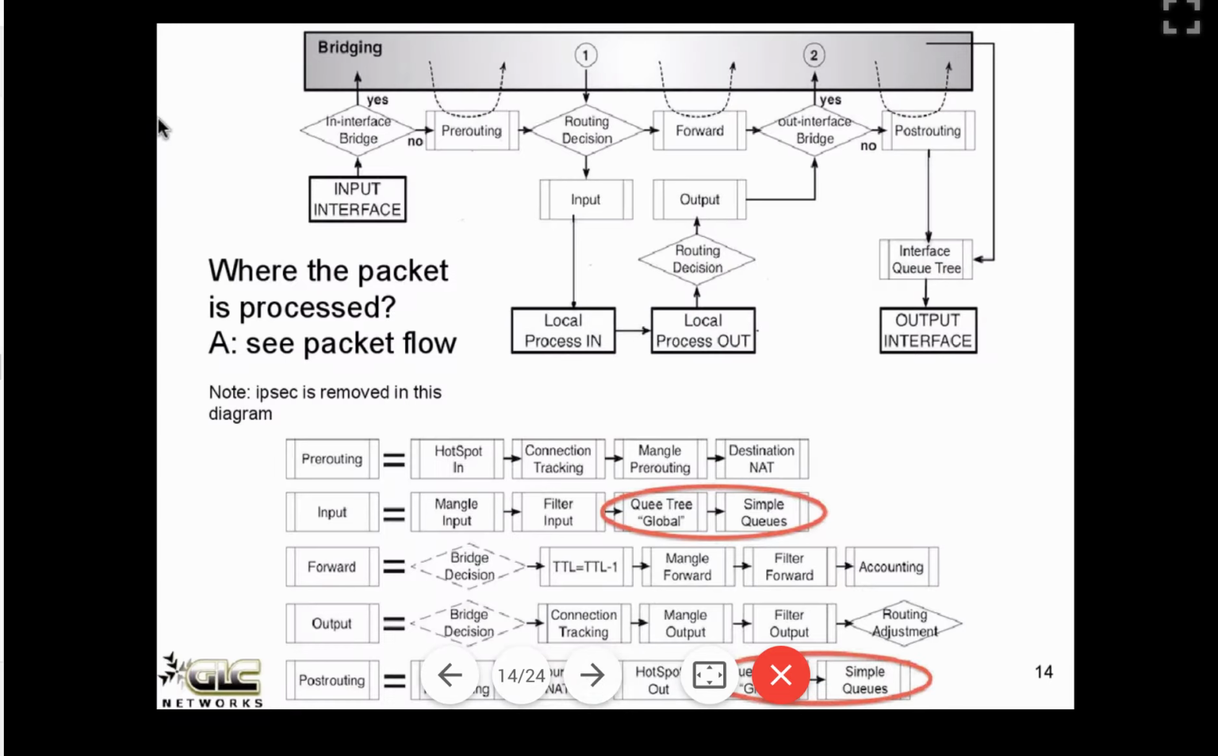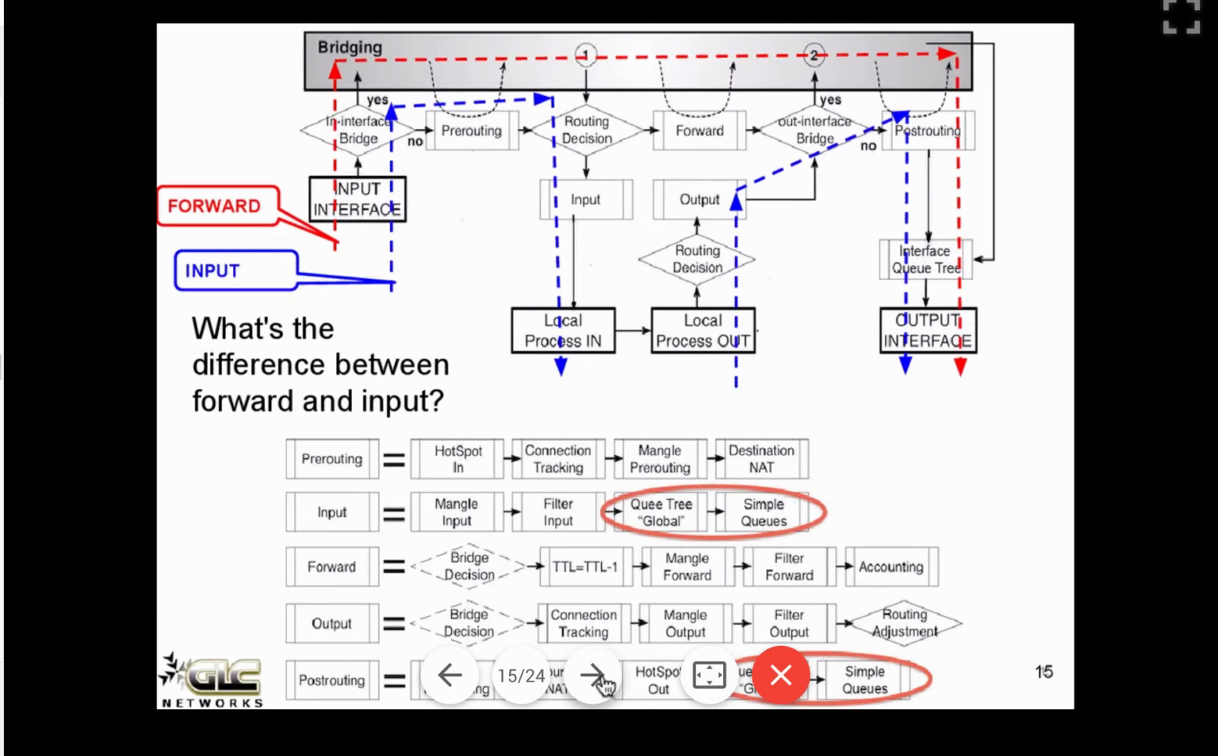What you need to know is how the packet is processed. In order to understand this, you need to see the packet flow, how a packet flows from one interface to the other. As you can see here, packets come in from the input interface and exit on the output interface. We need to distinguish the difference between forward and input. The blue one here is input. Input means the traffic that goes directly to the router itself.